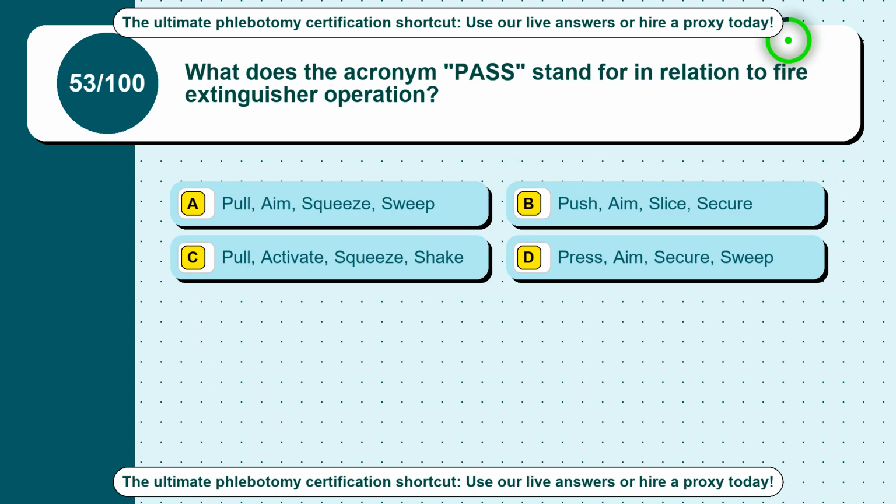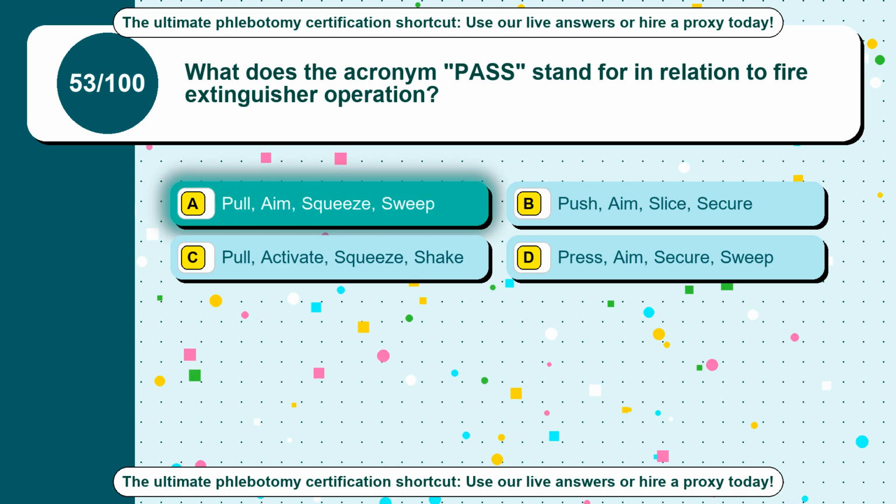Question 53. What does the acronym PASS stand for in relation to fire extinguisher operation? Option A, pull, aim, squeeze, sweep. Option B, push, aim, slice, secure. Option C, pull, activate, squeeze, shake. Option D, press, aim, secure, sweep. The correct answer is option A, pull, aim, squeeze, sweep.